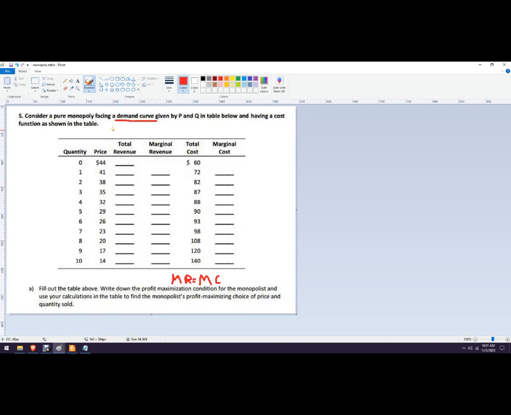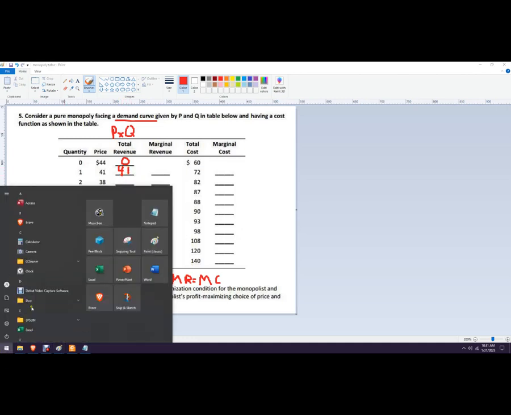Okay, so total revenue, I'm going to write the little formulas here. Price times quantity is total revenue. So it's the number sold times the price I sold them at. This is 0. This is 41. I might need to get the calculator going here real quick.